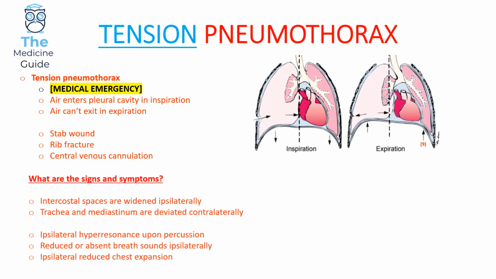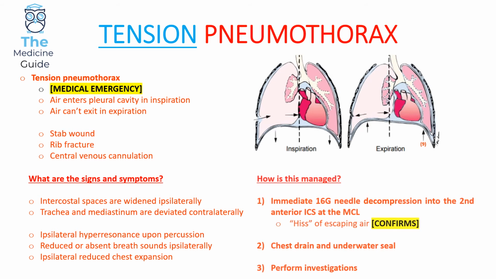It presents with signs where the trachea and the mediastinum are deviated contralaterally, as I mentioned previously. The intercostal spaces are widened ipsilaterally, so that's on the same side as where the tension pneumothorax is occurring. There will be ipsilateral hyperresonance upon percussion, reduced or absent breath sounds ipsilaterally, and ipsilaterally reduced chest expansion. So all of the signs are occurring ipsilaterally except for the fact that the trachea and the mediastinum will be deviated contralaterally.